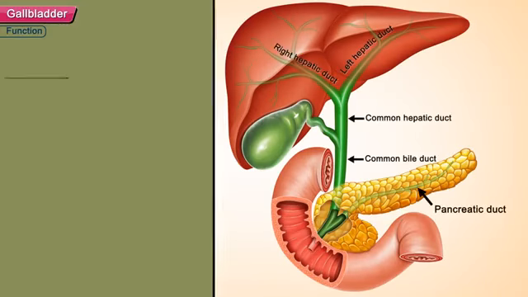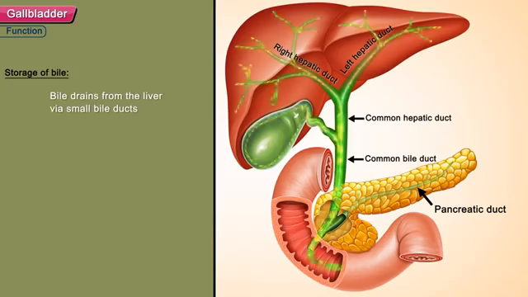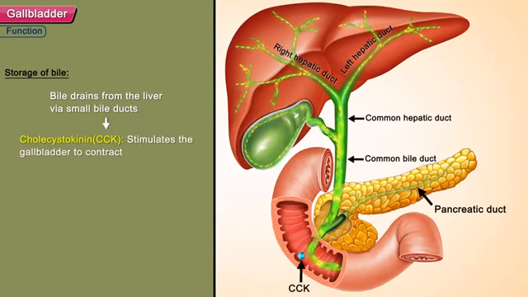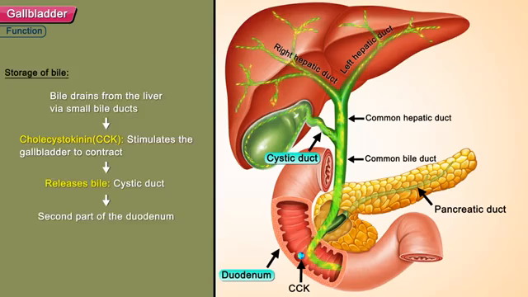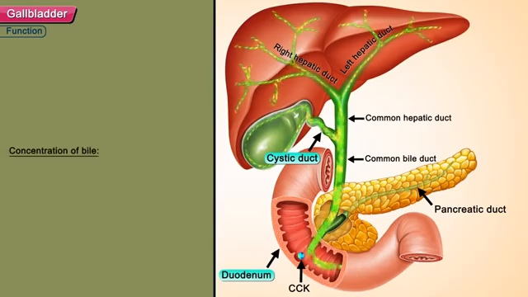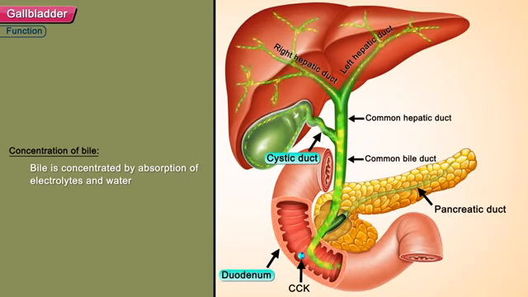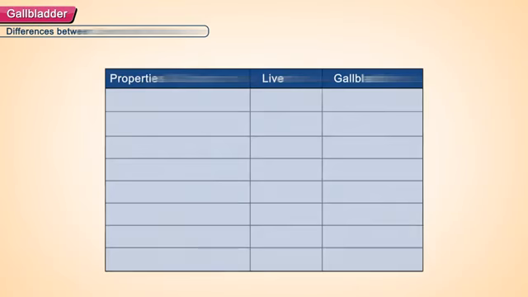Function. Storage of bile. Bile drains from the liver via small bile ducts. Cholecystokinin stimulates the gallbladder to contract, which then releases bile through the cystic duct into the second part of the duodenum. Concentration of bile. Bile is concentrated by absorption of electrolytes and water. The differences between liver bile and gallbladder bile are as follows.